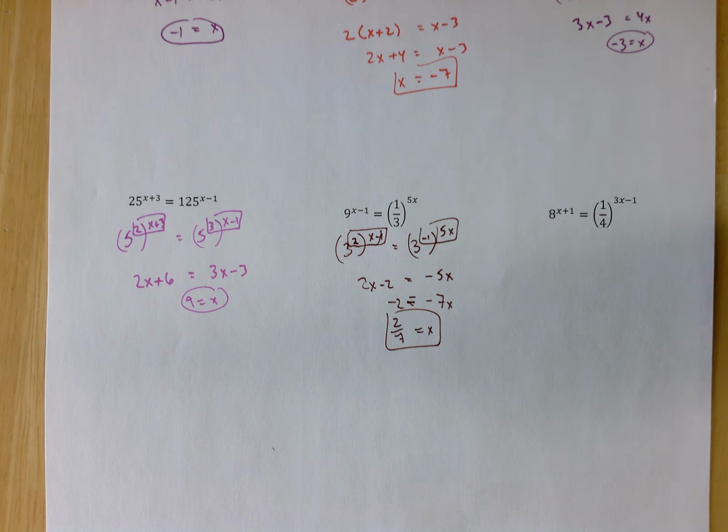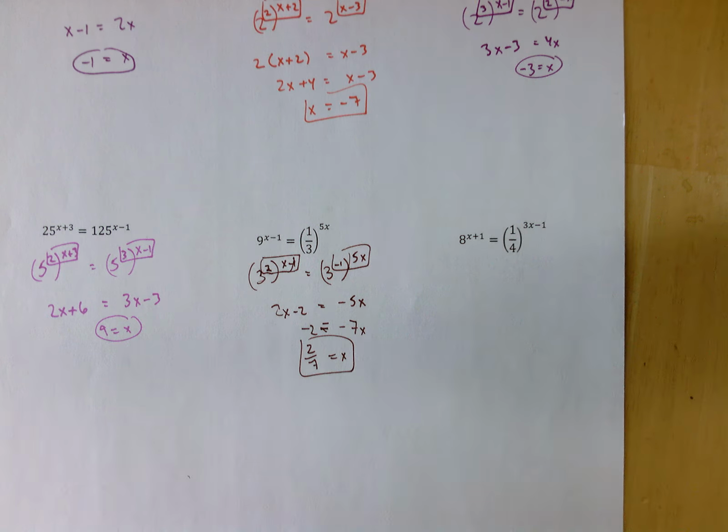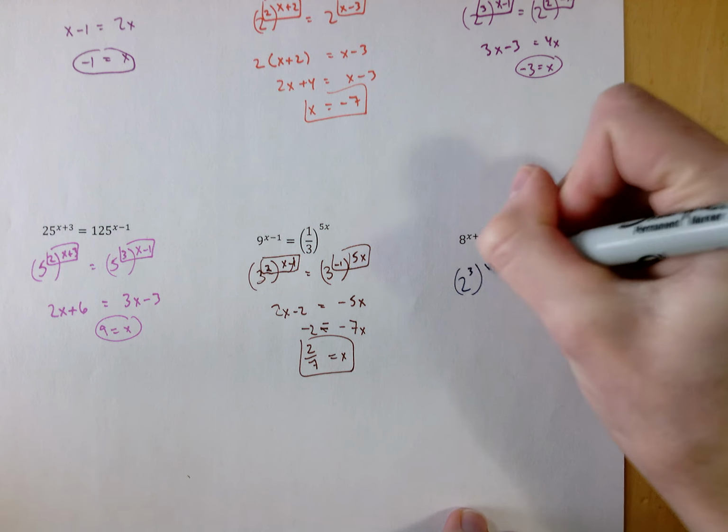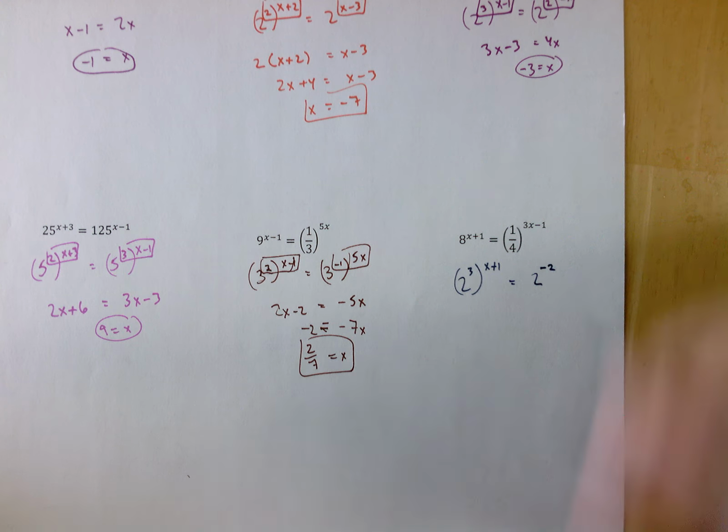Okay. And then our last guy over here. So 8 and 1/4, those are both powers of 2. 8 is 2 to the third, right? And then what I'm thinking for this guy is I'm trying to start with 2. And how do I go from 2 to 1/4? Well, I have to square it and then I have to flip it, right? So this is going to be 2 to the square it and flip it. So 2 to the -2.